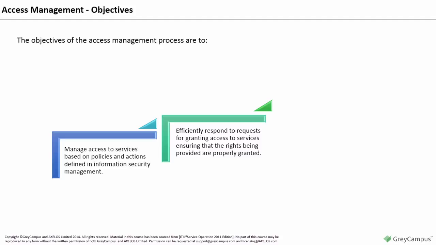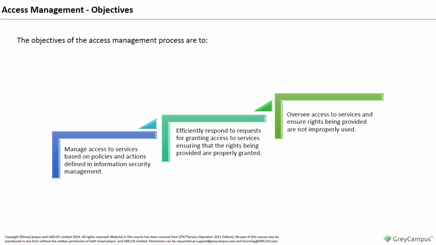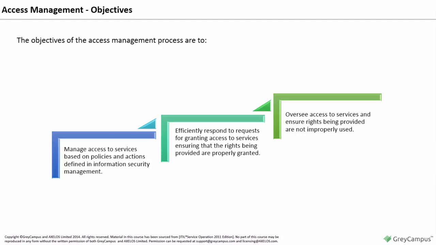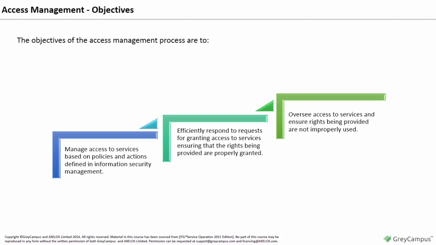Grant access to services, service groups, data or functions only if they're entitled to that access. Oversee access to services and ensure rights being provided are not improperly used. Remove access when people change roles or jobs.